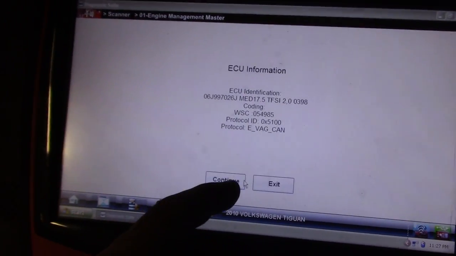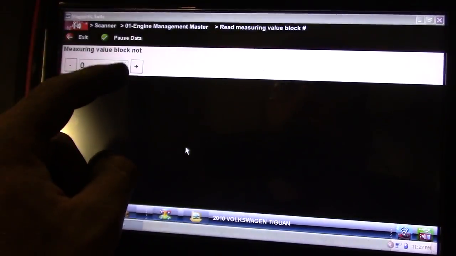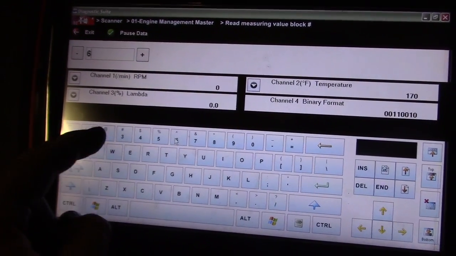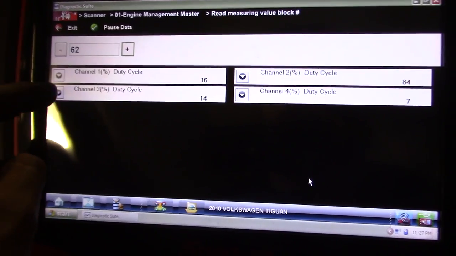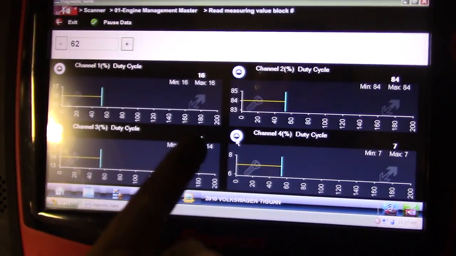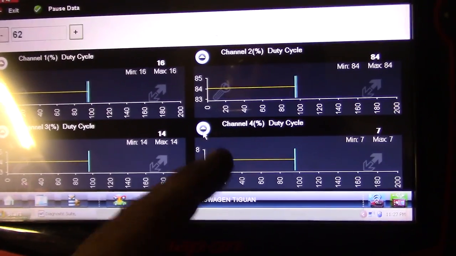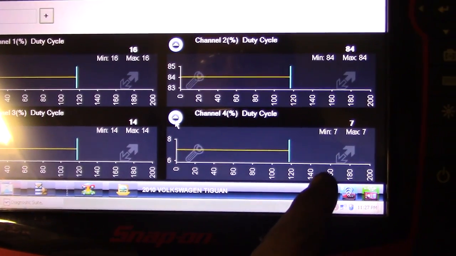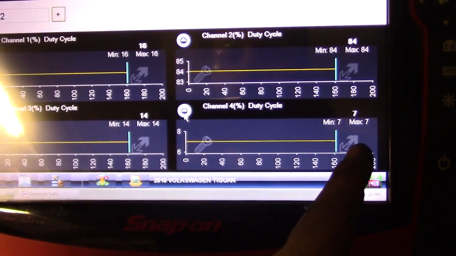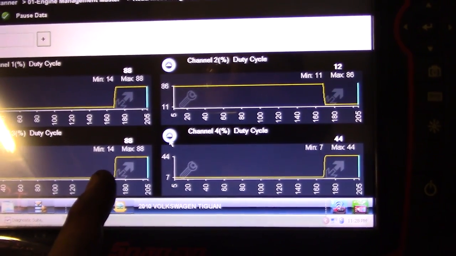So we'll go back in, check out our measure value block 62, which is the pedal and throttle position. Get some known good values. Okay, so the top two, throttle position 1 and 2, pedal position 1 and 2. With the pedal position, one should read half the other. So we have a 7 and a 14. I'm going to hit it to the floor. So now we have a 44.88.